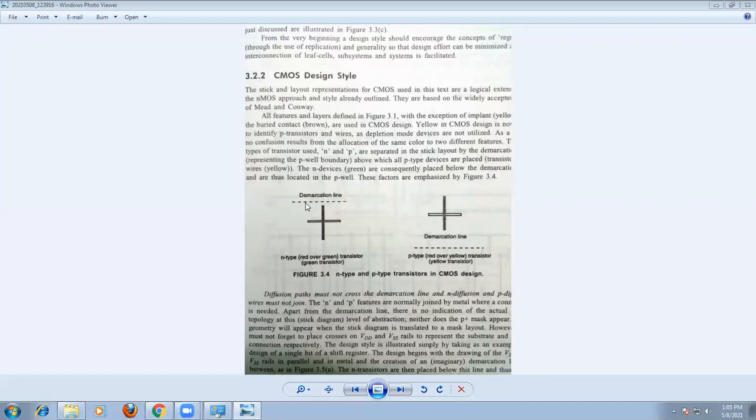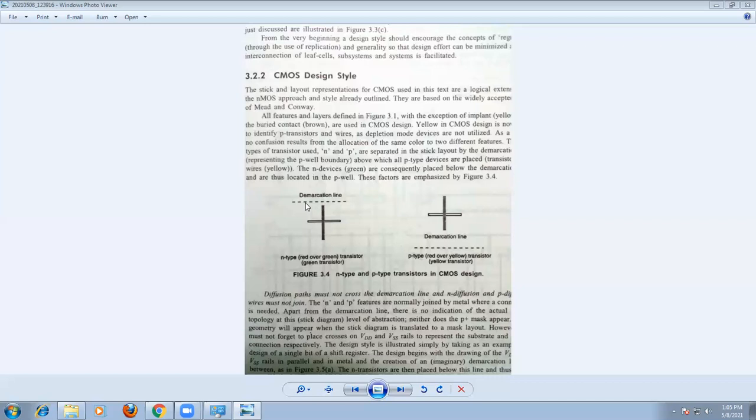In the CMOS design style, brown color is used to identify the demarcation line, yellow color is used to identify the P-channel FETs, and green color is used to identify the N-channel FETs. The remaining everything will be similar to your NMOS, such as the contact cut and other things.